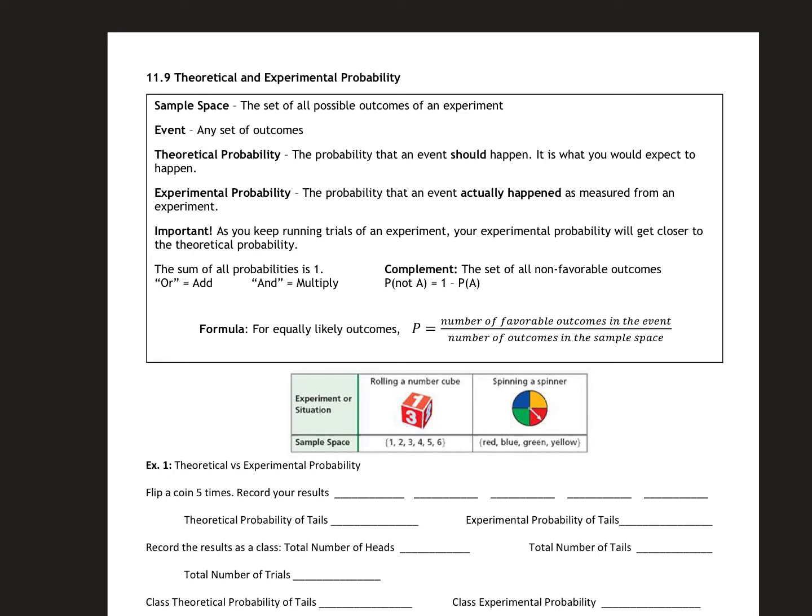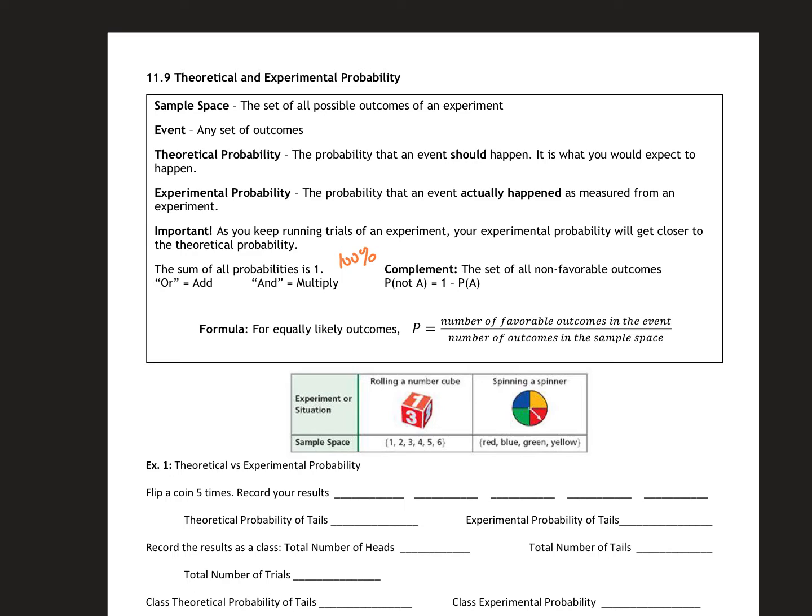So the last thing we're going to talk about here is this difference in theoretical versus experimental probability. So some background, some definitions. A sample space is the set of all the possible outcomes of your experiment. An event is any set of the outcomes. Theoretical probability is what should happen. Experimental probability is what happens after we measured it. So it's very important that you keep running trials of an experiment. Your experimental probability will get closer to the theoretical probability as you keep doing more and more and more. So the sum of all the probabilities is always 1 or 100%.